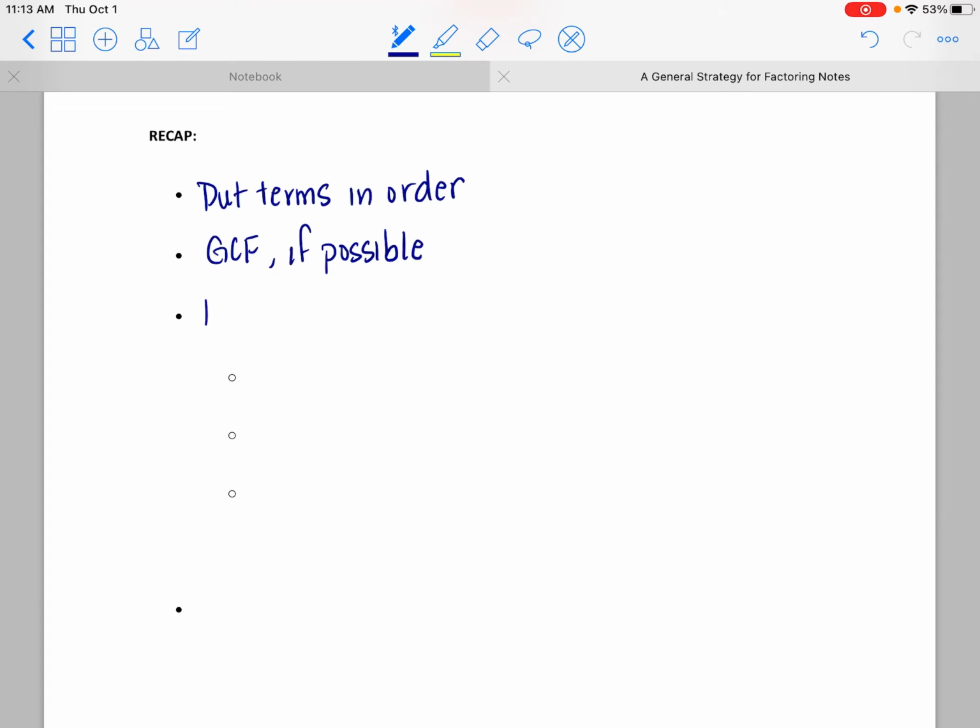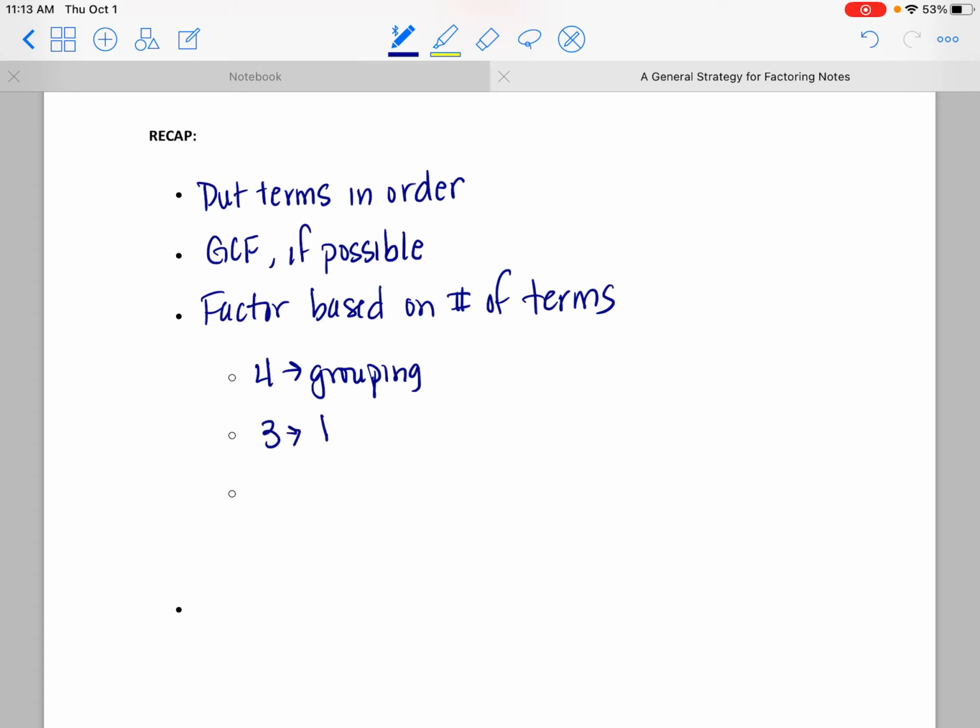And then we factor based off the number of terms. Okay, factor based on number of terms. We said for 4 terms, we're grouping. We said for 3 terms, we're going to try to use bottoms up. And then we said for 2 terms, we're looking for a difference of squares, or we're looking for a sum or difference of cubes. Okay?